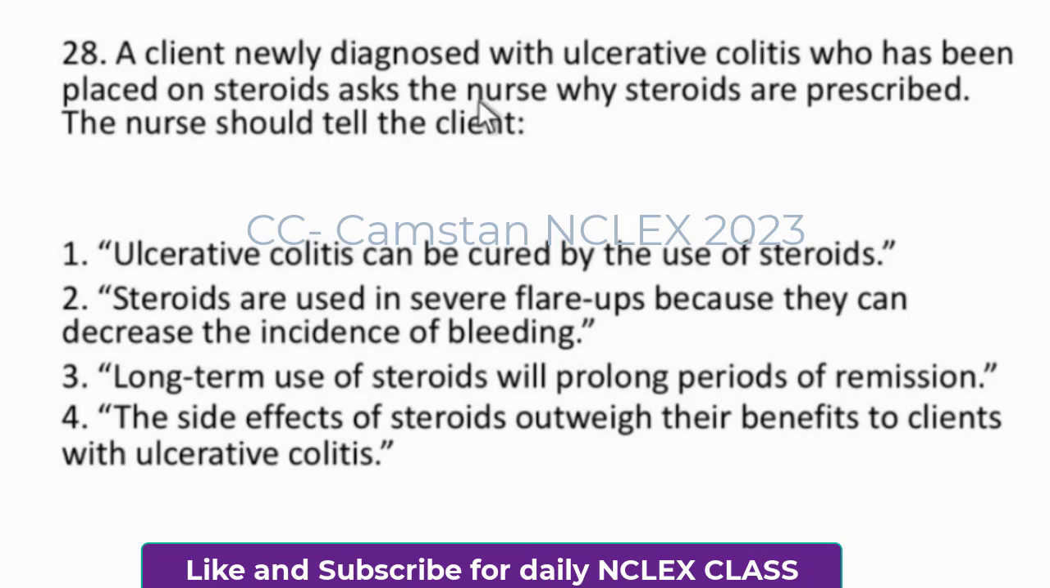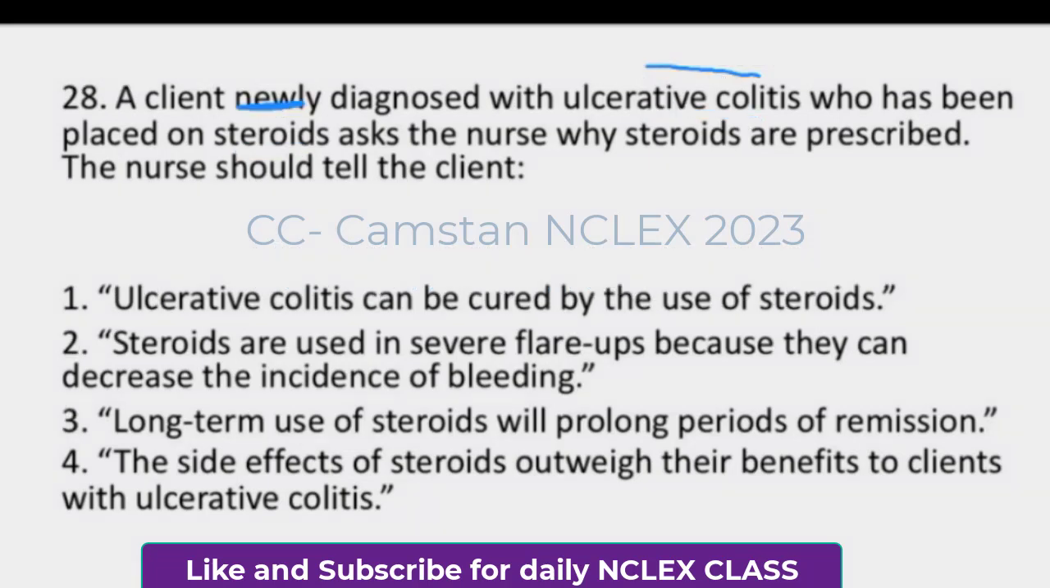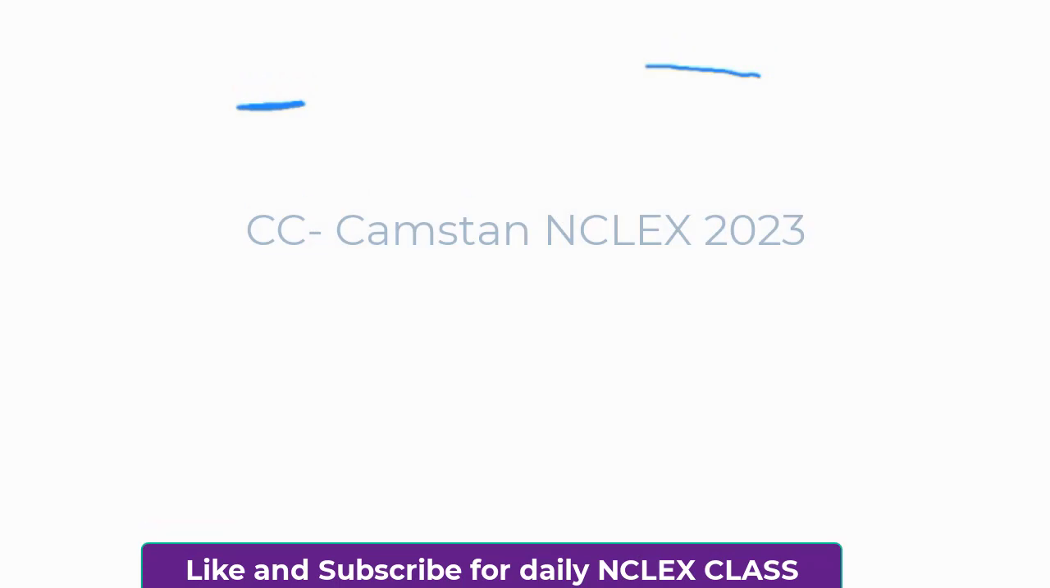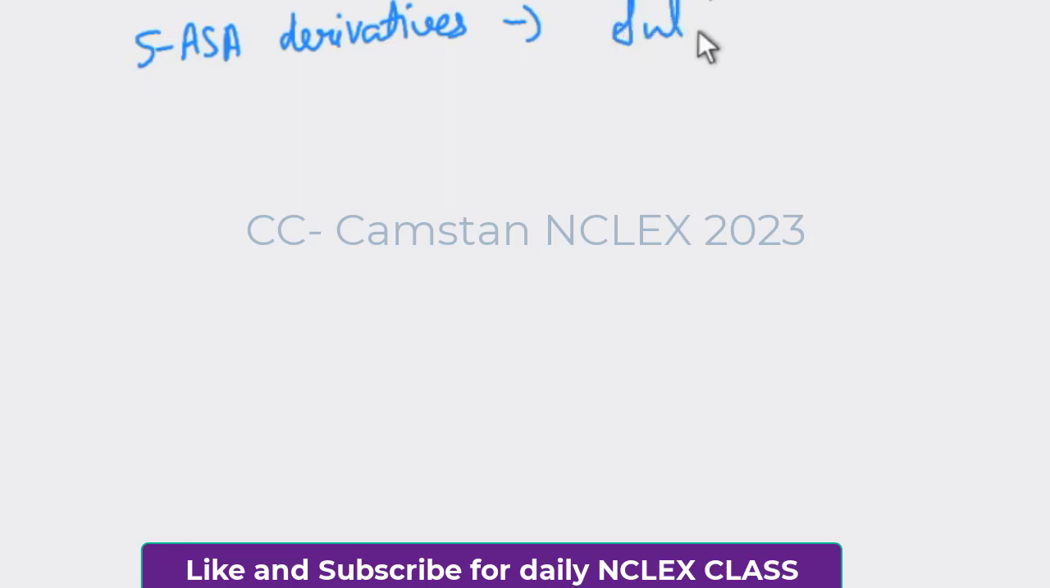A client newly diagnosed with ulcerative colitis who has been placed on steroids asks the nurse why steroids are prescribed. The nurse should tell the client, well, what is the role of steroids in case of ulcerative colitis? We all know that the first line of drug for the treatment of ulcerative colitis is 5-ASA derivatives. And the perfect example is sulfasalazine. Right? So first line drug is sulfasalazine.